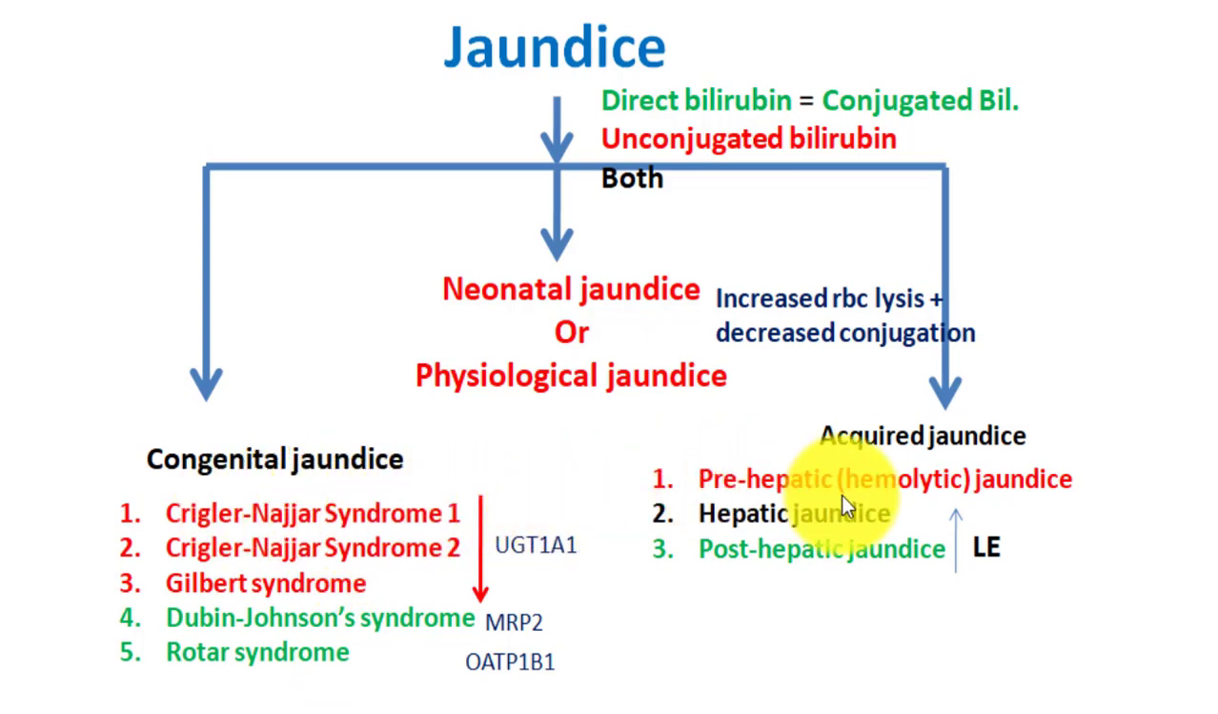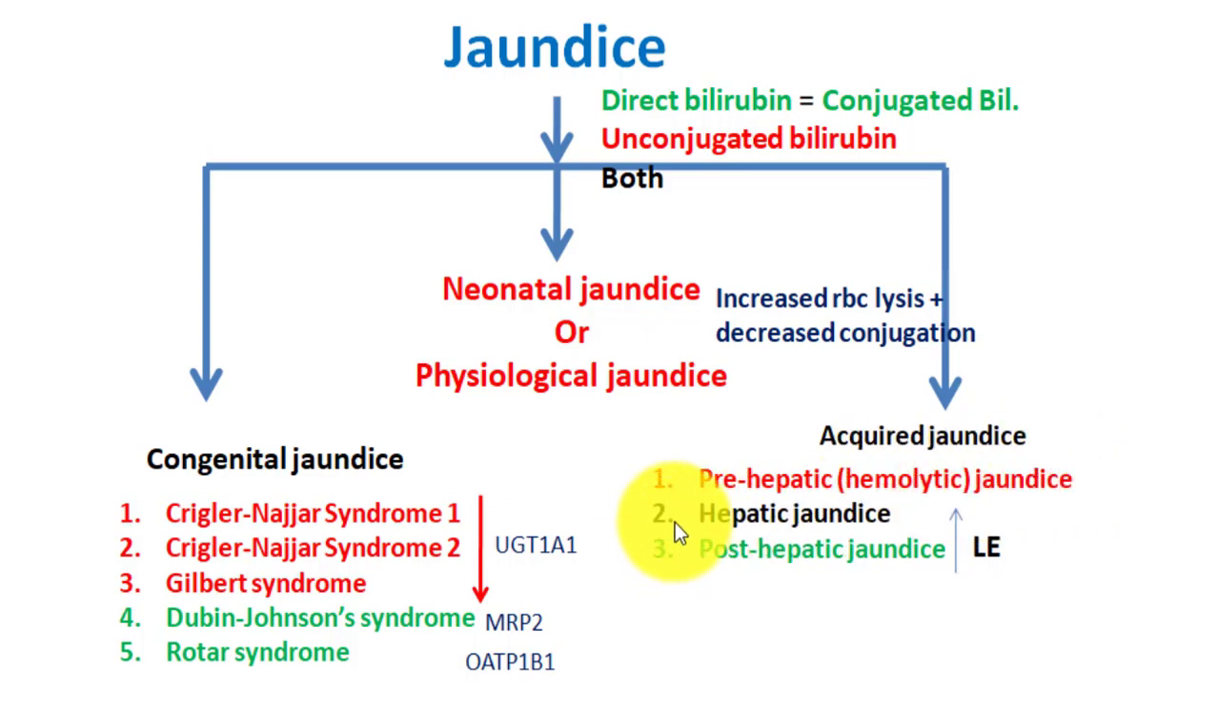Now let's talk about the acquired jaundice. Acquired jaundice is divided into 3 types. First, prehepatic jaundice. Prehepatic jaundice most commonly happens because of hemolytic anemia, and this hemolytic anemia is associated with isolated unconjugated bilirubinemia, and in hepatic jaundice, hyperbilirubinemia plus anemia will be seen here.